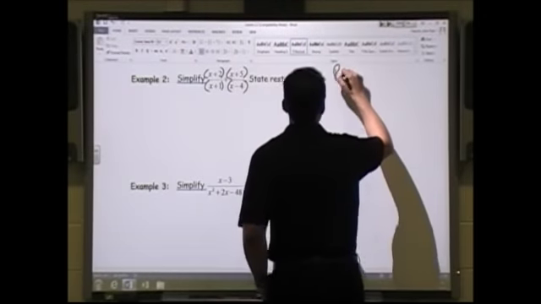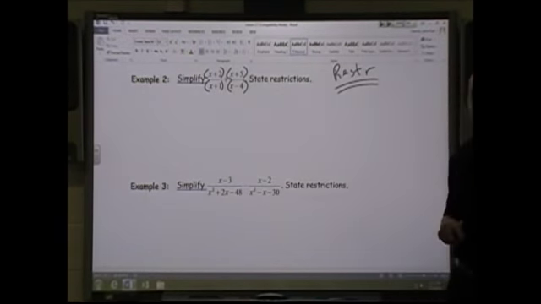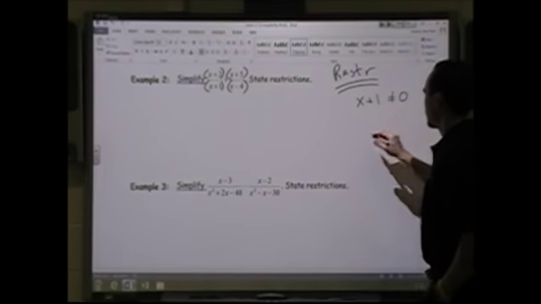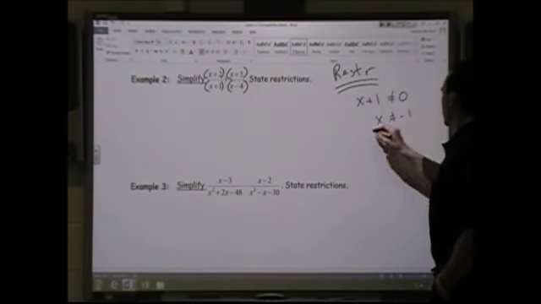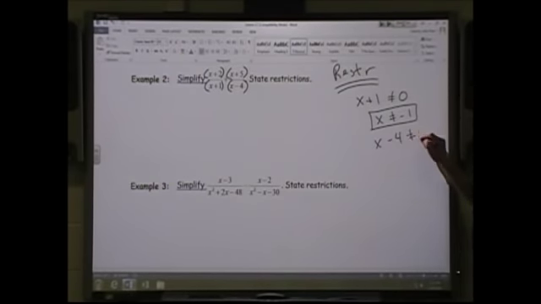So after you factor, you state restrictions. Stating the restrictions, the denominators can never equal 0. So x plus 1, that cannot equal 0. That means x cannot equal negative 1. And x minus 4, that cannot equal 0. That just means x cannot equal positive 4. Those are my two restrictions.